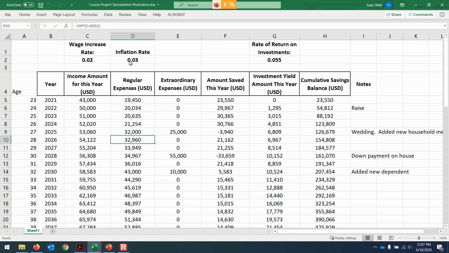So after that, it continues going up by 3% until you'll notice that there's another dramatic increase when there's a new dependent that's being born. And so now not only is there the cost associated with the hospital fees and everything that isn't covered by insurance, but now the costs are going up. So that's the idea with how the wages and the inflation are going up each year.